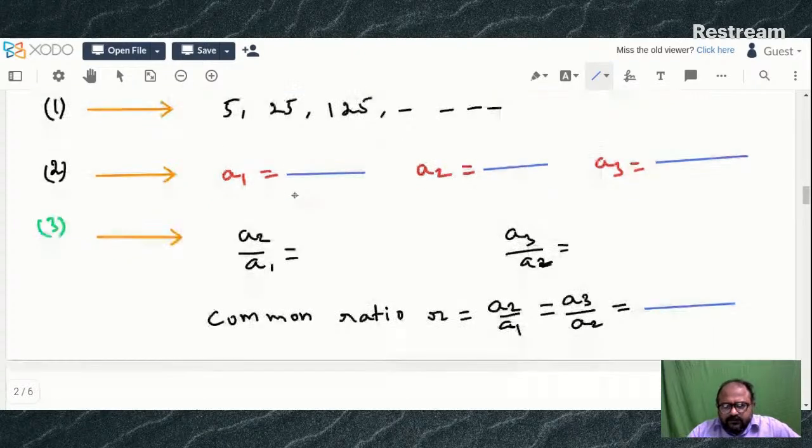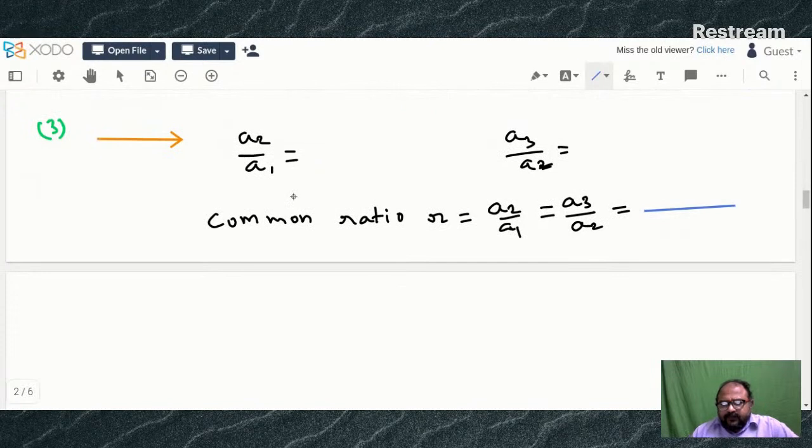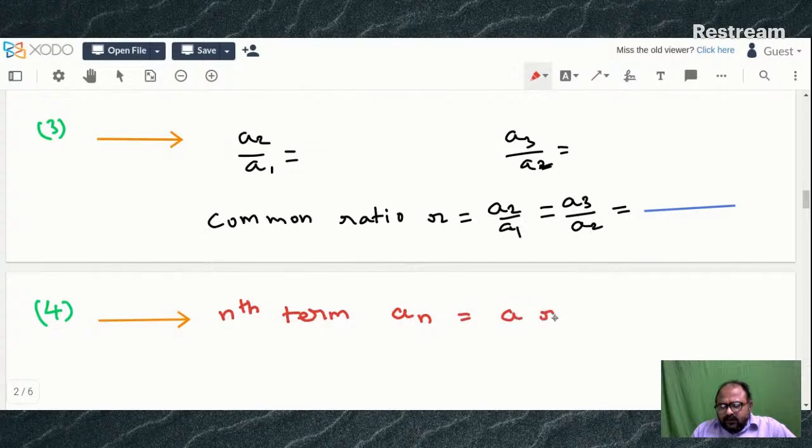This is the third step. After finding the common ratio, now we should find the nth term, 10th term and nth term. Now we should write nth term of geometric progression. Nth term a n equal to a r to the power of n minus 1. This is the formula that we should use.